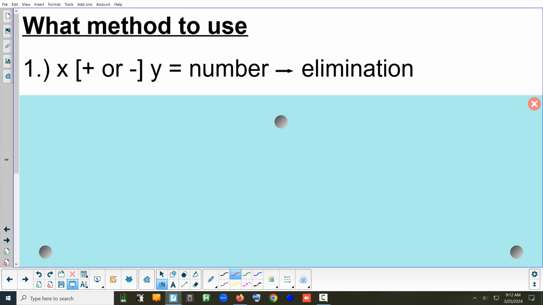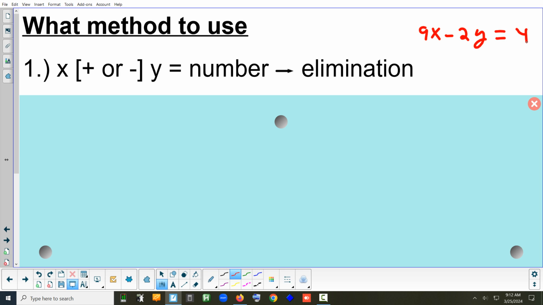Can somebody give me an example of an equation that's set up in that form? y equals 8x plus 9. So that would be for graphing. That would be y equals mx plus b. So that's good for that, but not for elimination. 9x minus 2y equals 4. Yep, perfect. So that would be one.